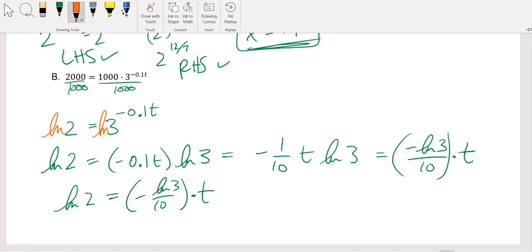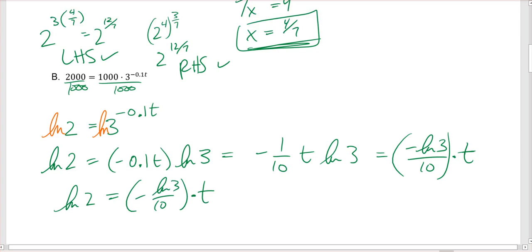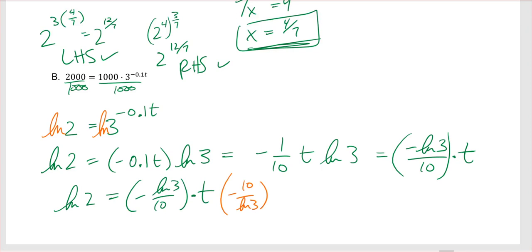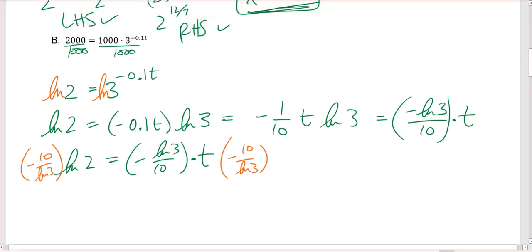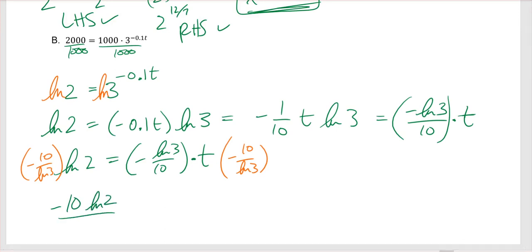So we will just multiply by the reciprocal of our fraction there, and that's going to make it go away on that side. And we can't forget we have to multiply by the reciprocal on the left side as well. So on the left-hand side, we're going to have negative 10 natural log 2 over natural log 3 equals t. There we go. So yeah, we have our exact solution here.